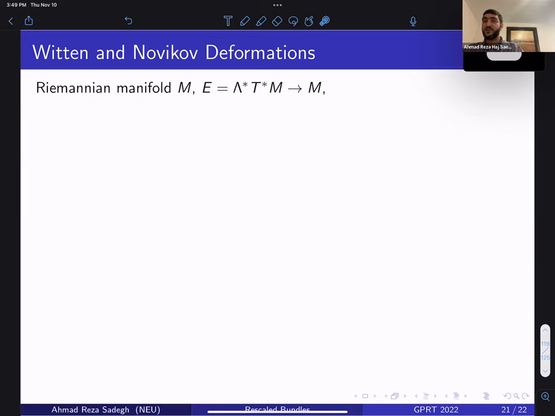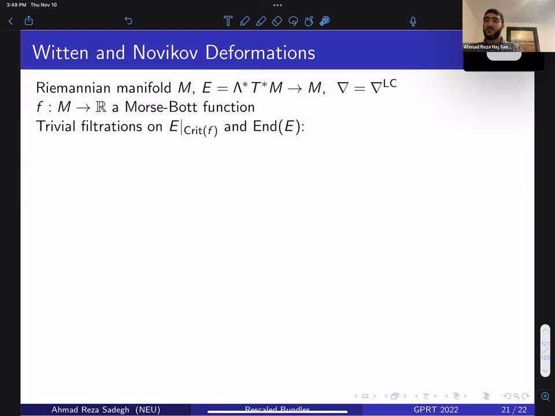Start with this Riemannian manifold M and take E to be the exterior algebra bundle with the natural Levi-Civita connection you can put on it, doesn't matter. And start with a Morse-Bott function. If you don't know what Morse-Bott is, it's just a generalization of a Morse function. This time the inclusion of manifolds that we consider is: we take the critical points of F inside M and look at the deformation to the normal cone of this embedding, the deformation to the normal cone of the embedding of the critical points of F into the manifold M.